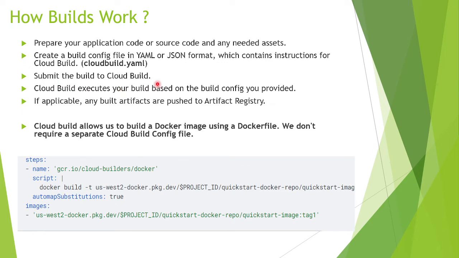After that, we have to submit this build to Cloud Build. Cloud Build executes our build based on the build config we have provided. If applicable, any build artifacts are pushed to Artifact Registry. Like if a Docker image or a Java archive has been created, it will be pushed to Artifact Registry. And one thing we have to notice is that Cloud Build allows us to build a Docker image using a Dockerfile also. So we don't need to write all this. We can just use a Dockerfile and submit the build, and Cloud Build will create a Docker image for us. So let's see what these steps are.